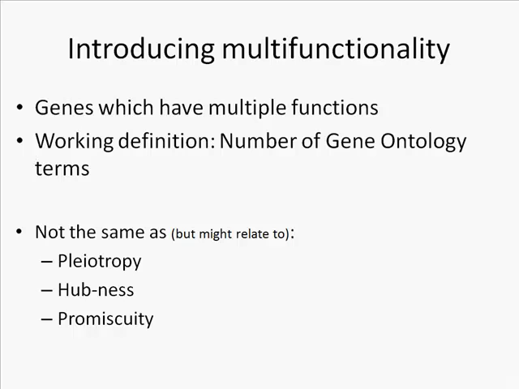Importantly, multifunctionality is a term that maybe people get confused about. It's not the same thing as pleiotropy or hubbiness in networks or promiscuity. Some people say a promiscuous protein is one that binds lots of things. That's not what we're saying. We're just saying genes that have a lot of different functions defined by their gene ontology terms. Now I'm going to show that there's a relationship to things like hubness that turns out to play a very important role.